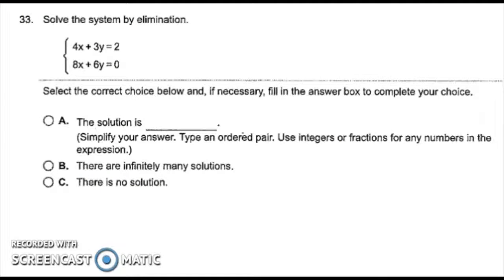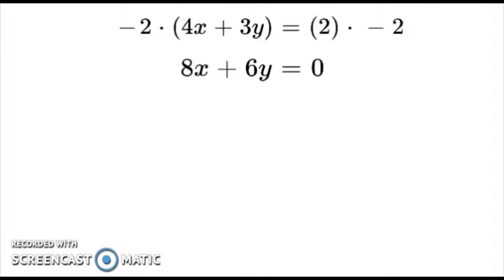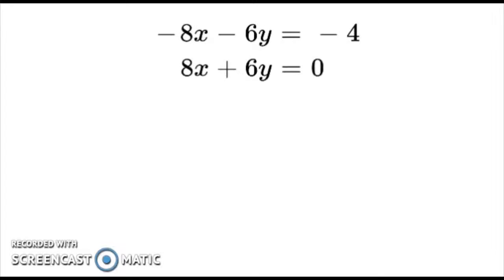Number 33, it says solve the system by elimination. So what we're going to do is try to eliminate one of the variables. So I see I need to make either both of these the same or both of these the same but different signs. If I try to get rid of the x's, I can make them both 8, and I can make this negative 8 by multiplying by negative 2. So I'm going to multiply both sides by negative 2. And I'll have negative 8x minus 6y equals negative 4.